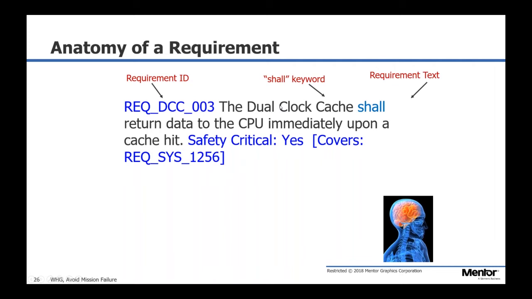So for a unique requirement, usually a good thing to do is to use this term shall. A shall kind of frames the sentence in a very good way for writing requirements. The requirement text is the thing that describes that requirement, and as I said, it uses the word shall. And then a few optional things: you might have some coverage tags that say, is this safety critical? Does this cover a requirement from a higher level?